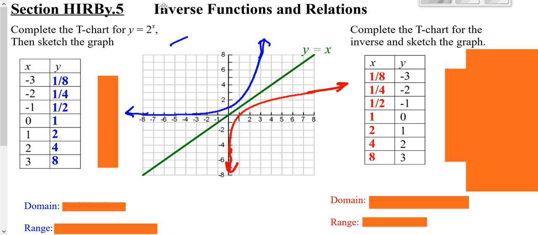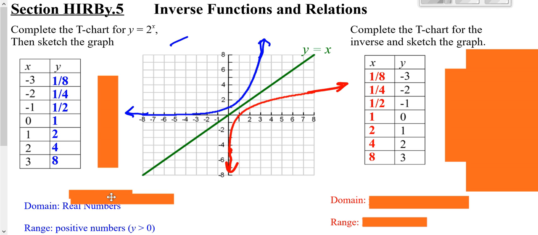Now, your domain, once again, is any number that you can plug in. And in this case, we could plug in any number we want, so it's any real number. Your range is what you get out. Notice when you're looking at the blue, your range is how far up and down it goes. It goes up forever, but only comes down to the x-axis. So in other words, it never goes below the x-axis, so it's only positive numbers that you get out.